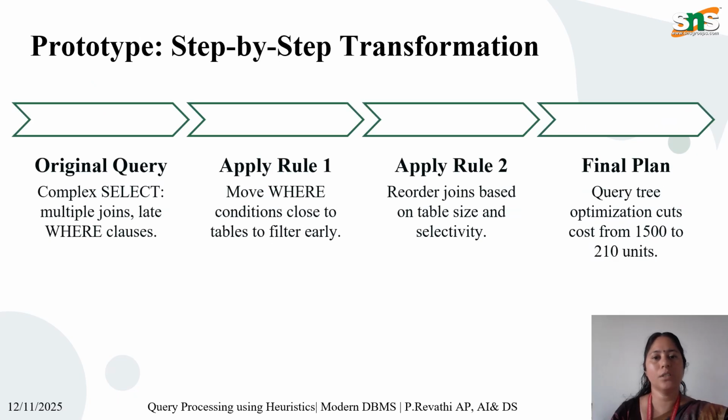Now let's see how these rules are applied. Originally, Ravi's query had multiple joins and applied filters only at the end. This had a cost of around 1500 units. After applying heuristic optimization, the WHERE conditions were moved closer to the base tables, joins were reordered based on the table size, and redundant sorting operations were removed. The result is that the optimized query execution cost dropped from 1500 units to 210 units, a massive improvement without any hardware changes.